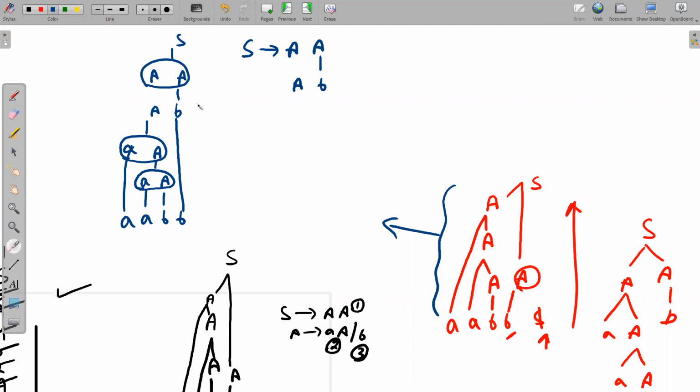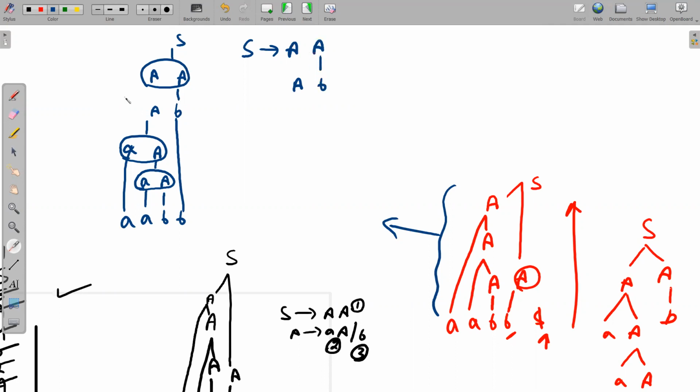If you do not remember what is RMD and what is LMD, you have to watch my TOC lecture. I am not going to repeat it again and again here. So what does RMD mean? Just reduce the rightmost non-terminal first. If you have a choice, see here we have a choice. We can reduce this A also, this A also. So RMD means rightmost derivation. That means you have to expand the rightmost first.